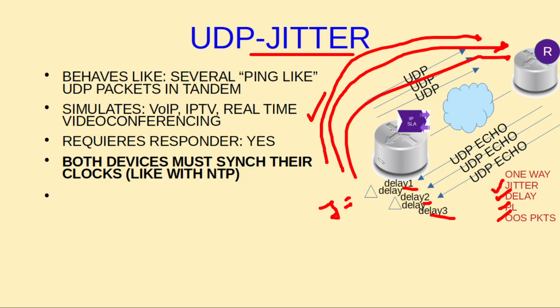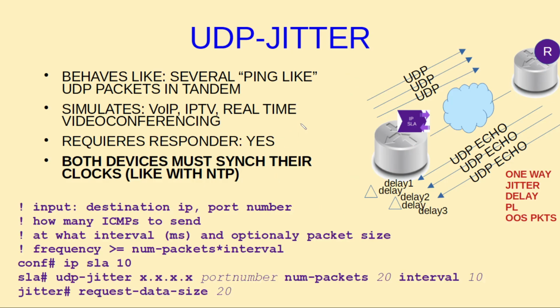In order for this to work, both devices must be time synchronized, for instance using NTP. Otherwise, some statistics will show up as 0, and we will need to use a responder. In order to configure this, we will use this command. We will need to provide the destination IP address, the destination port, and optionally how many packets we are going to send in tandem, at what interval, and with what size.